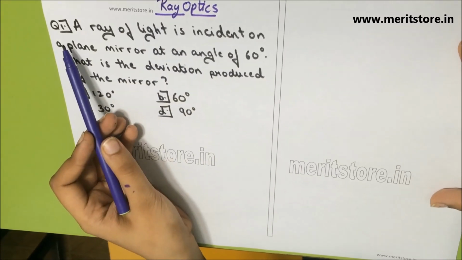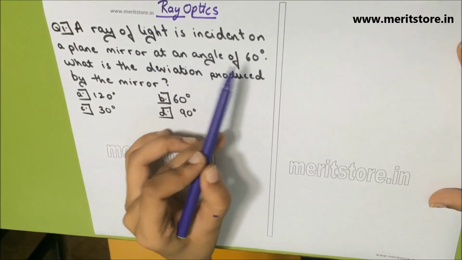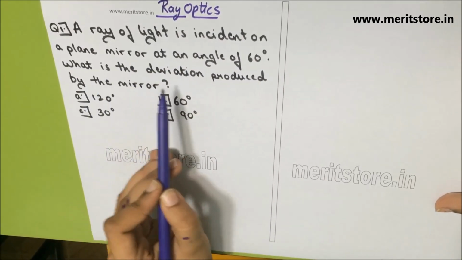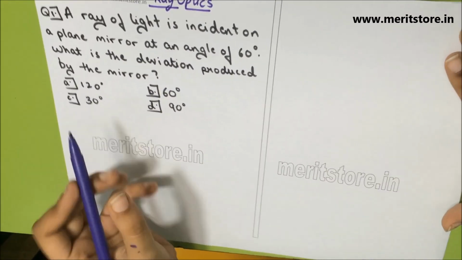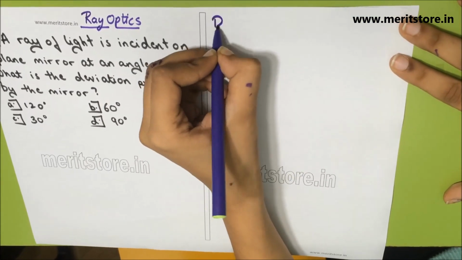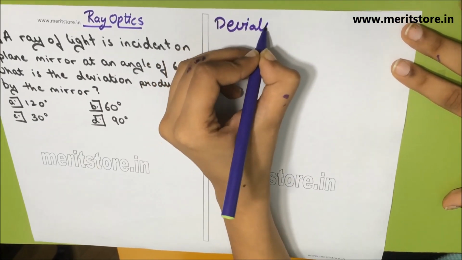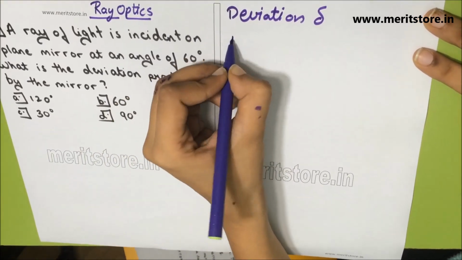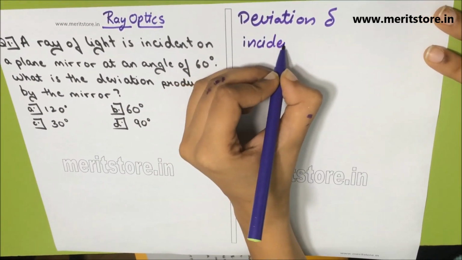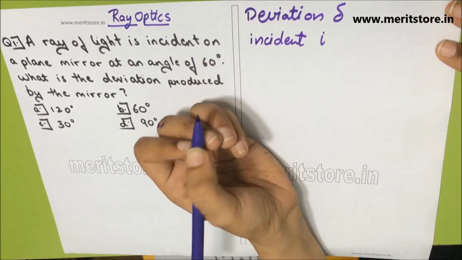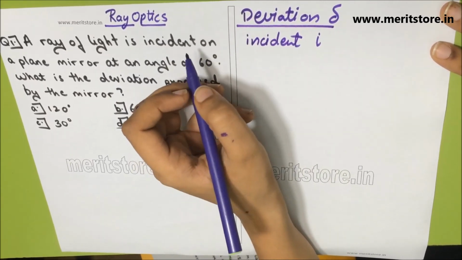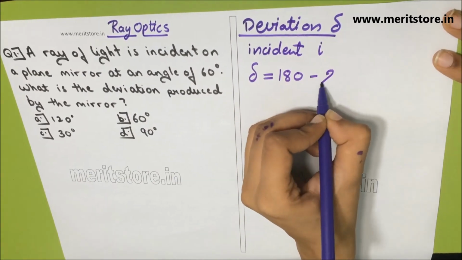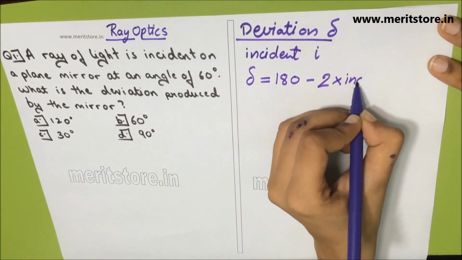Ray optics question 1. A ray of light is incident on a plane mirror at an angle of 60 degrees. What is the deviation produced by the mirror? Over here they are asking for deviation and they have given us the incident angle i. We'll use the formula for deviation, which is delta equals 180 minus 2 times the incident angle.